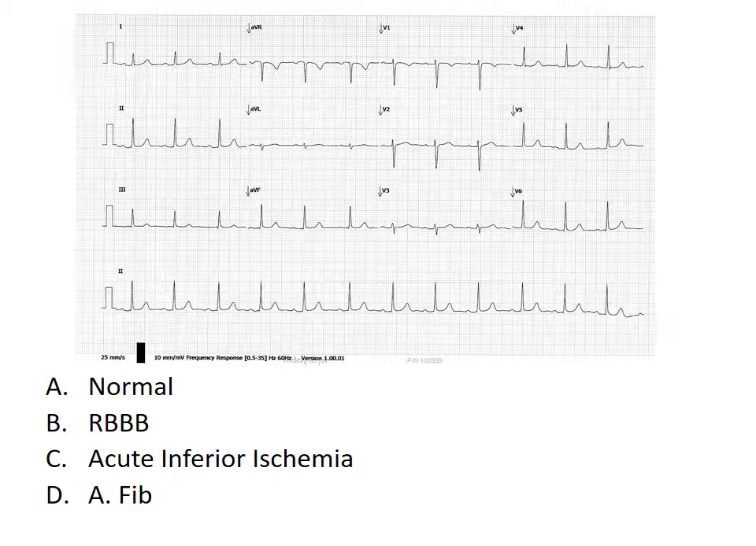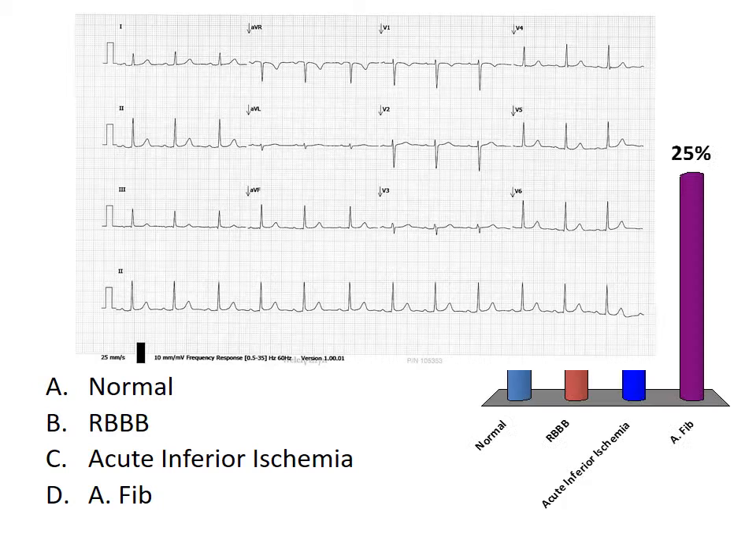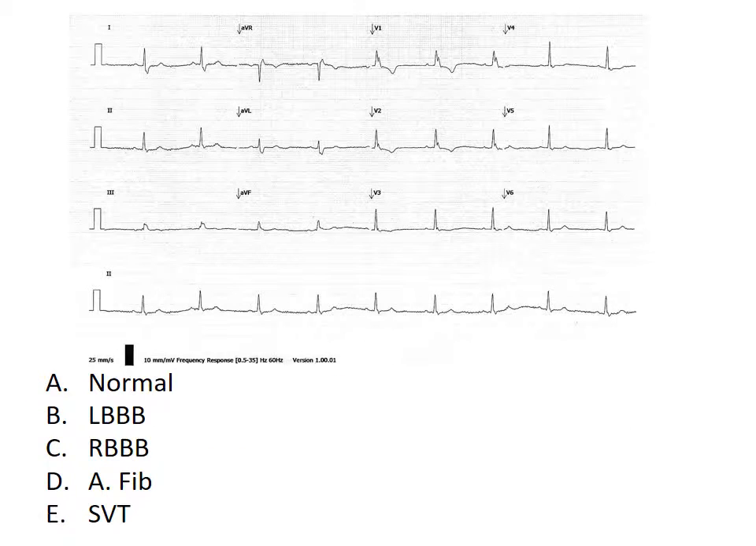So, is there anything really? Do you have a right bundle branch block? You don't have bunny ears in V1, 2, and V3, right? So, right bundle branch is out, AFib is out because it's regular and it's got P waves. Inferior ischemia, we said no because we already looked at that. No ST elevation and depression or T wave inversion in 2, 3, and AVF. So, this is normal. What about this one?